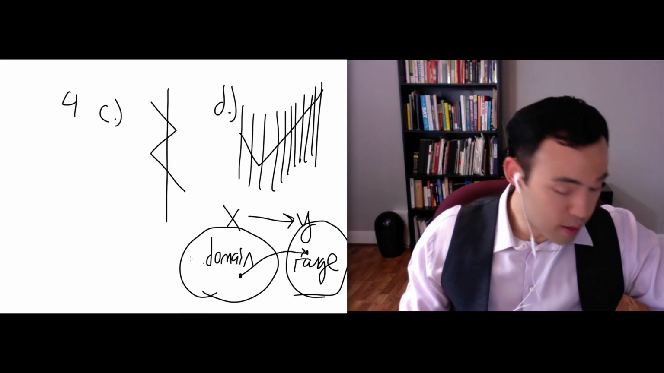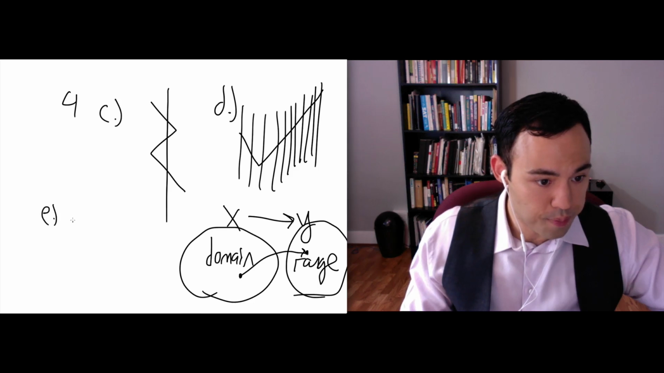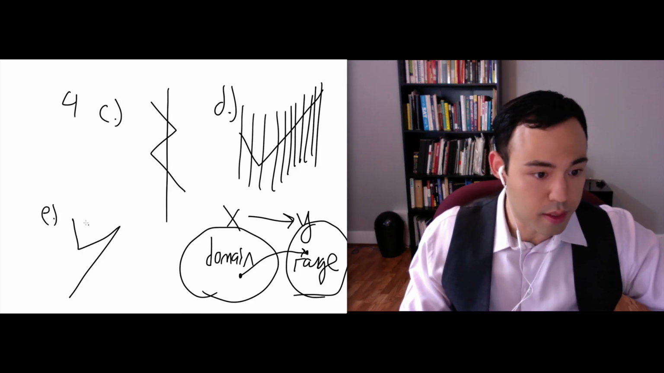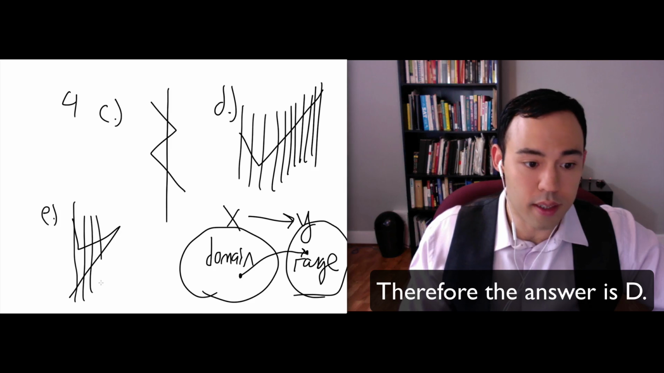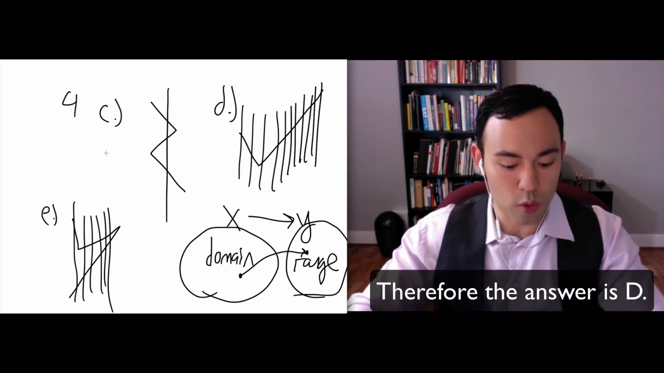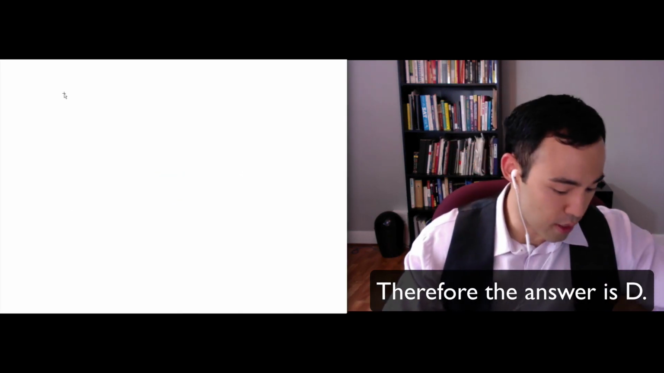And E definitely does not pass the test. It looks something like this, and vertical line test hits that graph in multiple points. Let's look at number 5.